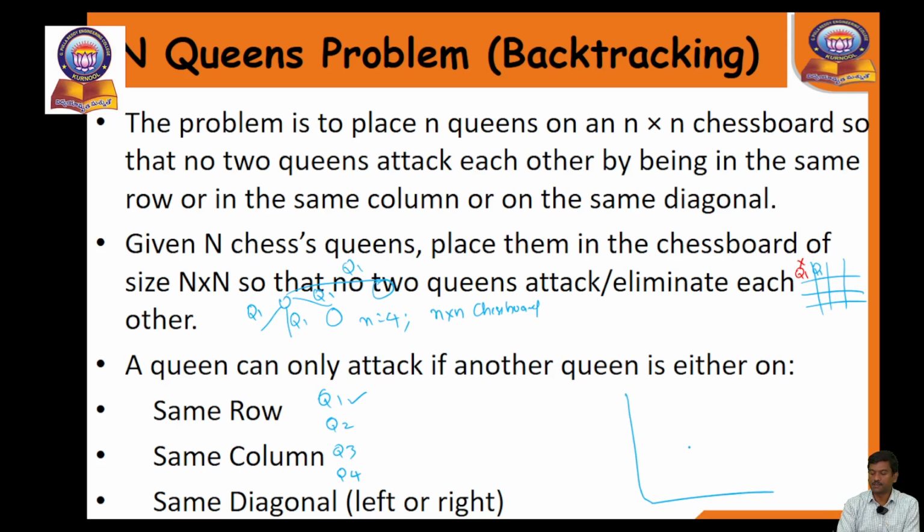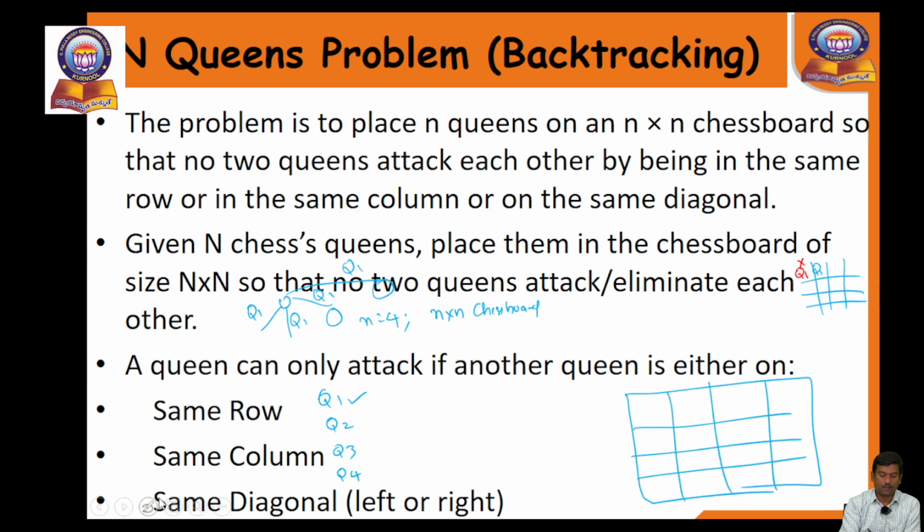When you place queen 1 in the first row, second column, queen 1 is placed successfully. As of now, the condition is satisfied because there is only one queen that we are placing. And queen 2 cannot be placed here.